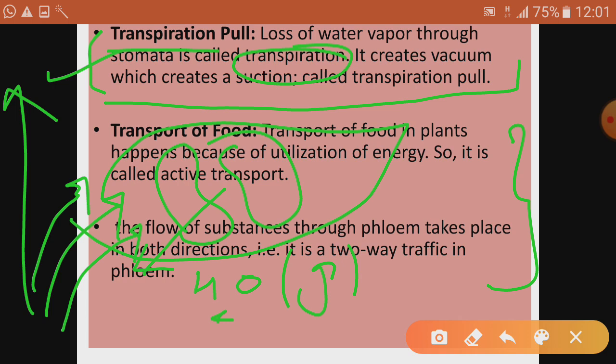And I told you, whenever the sap, that is water and minerals, moves in upward direction in xylem, that process is considered to be a passive process. Passive means without use of ATP. Energy is not utilized much because of the transpiration pull.